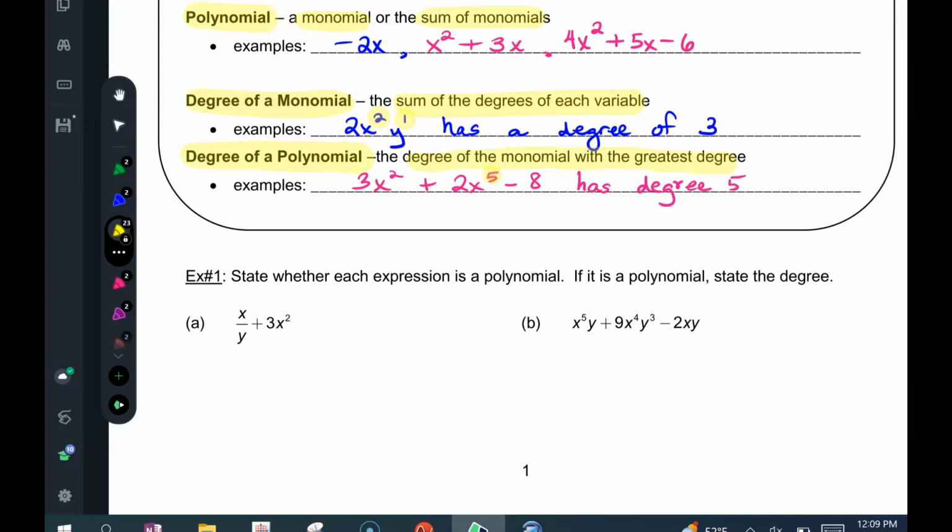Why isn't the one above 2? Because I had a y to the first also.